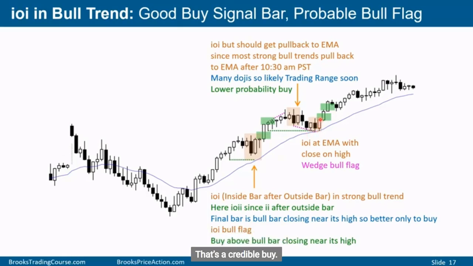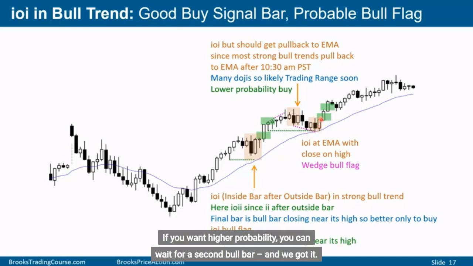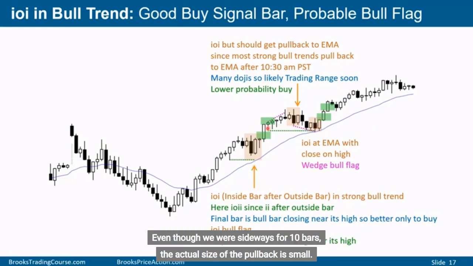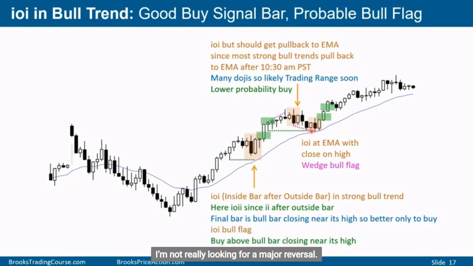That's a credible buy. If you want higher probability, you can wait for a second bull bar. And we got it, so that's even higher probability. Now, is this going to be a final bull flag? I don't know. It's still a pretty small pullback bull trend. Even though we were sideways for 10 bars, the actual size of the pullback is small. I'm not really looking for a major reversal.